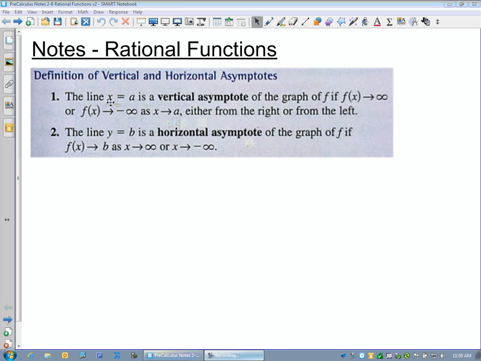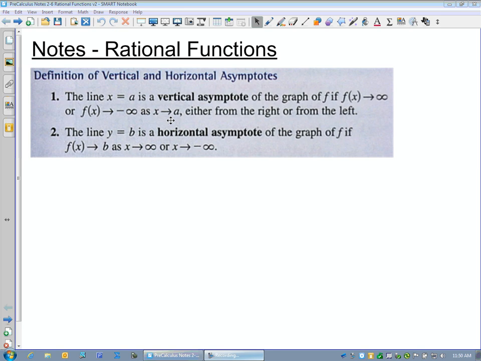We would say that the line x equals a, and remember that x equals a number would always be a vertical line, and y equals a number would be a horizontal line. Well, the line x equals a would be a vertical asymptote of the graph f of x if f of x approaches infinity, and that arrow means approaches, or f of x approaches negative infinity as x approaches a, either from the right or from the left.